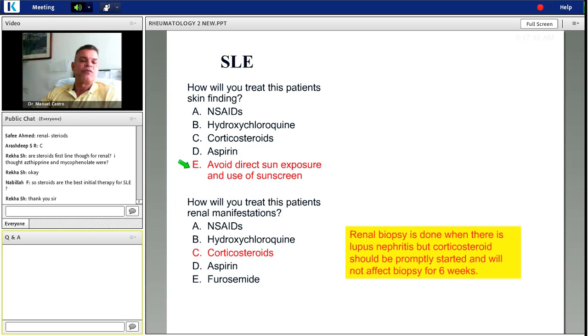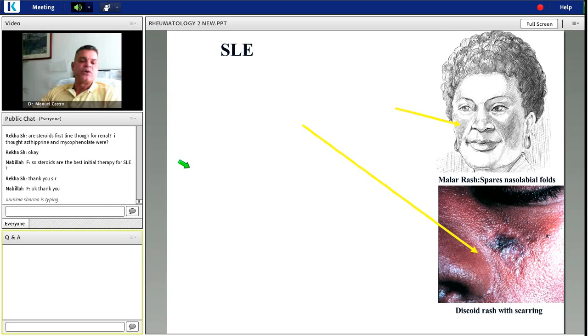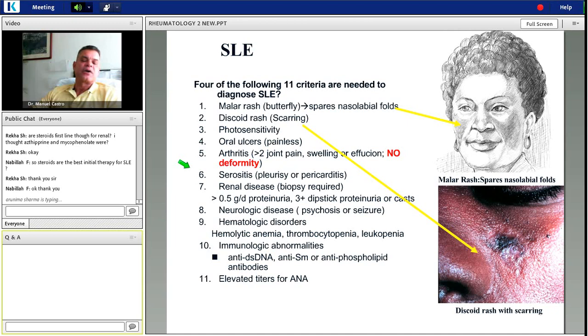Yes, yeah. Well, for SLE, steroids are the best initial drug when they have certain types of medical conditions. So we're going to talk about them in a second. Nabilah, okay? One of them we already saw, which is actually renal disease, right? Now let's talk about the different criteria for the diagnosis of SLE.